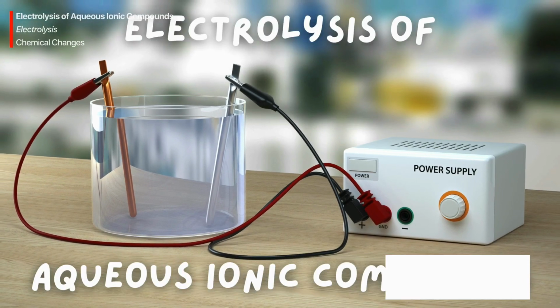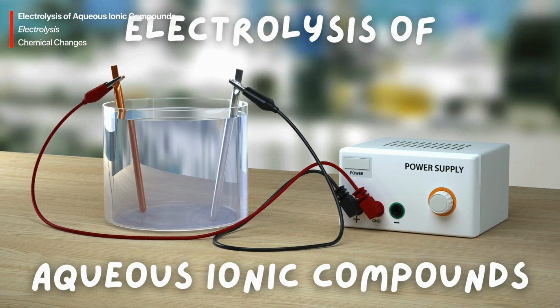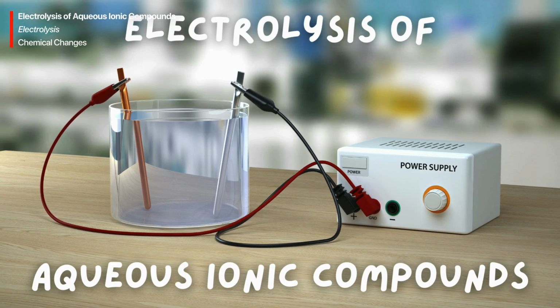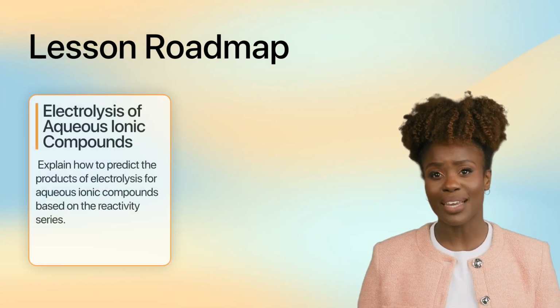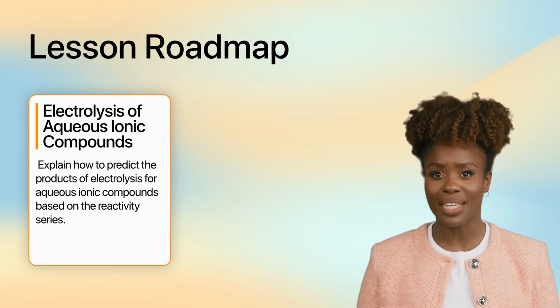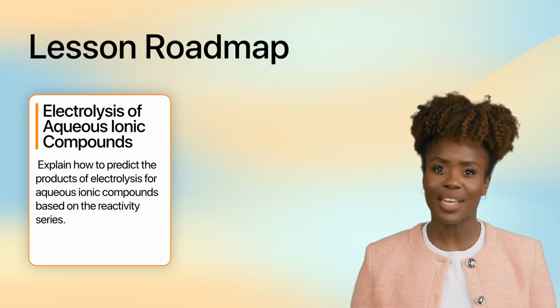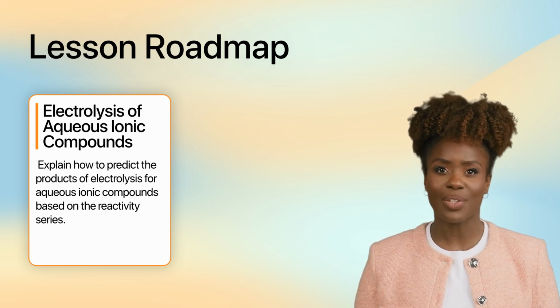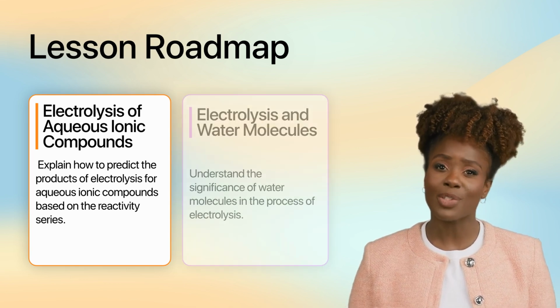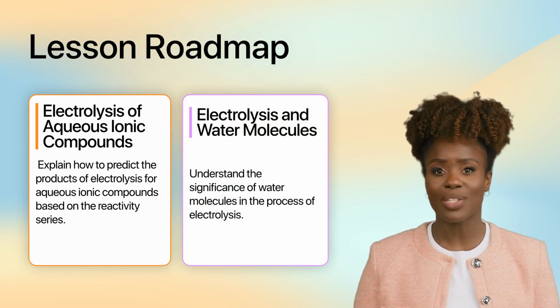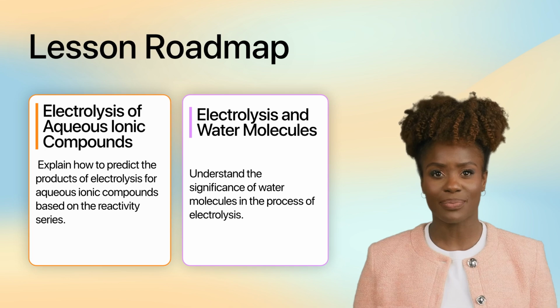Hello, and welcome to this lesson on predicting the products of electrolysis for aqueous ionic compounds. In today's lesson, we will firstly explain how to predict the products of electrolysis for aqueous ionic compounds based on the reactivity series. We will also understand the significance of water molecules in the process of electrolysis.